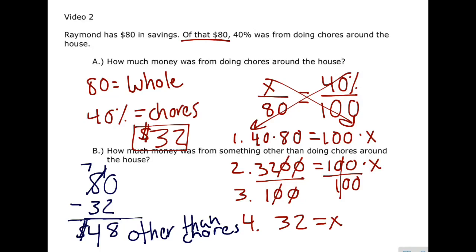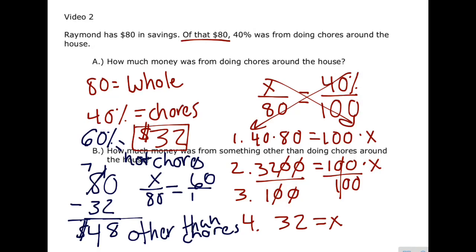If I didn't have $32 and I was trying to figure that out, if 40% was for chores, I know that 60% is for doing something other than chores. So I could have done the same thing with the percent proportion, x over 80 equals, but I would put 60 out of 100 instead of 40 out of 100 to figure out how much money was from something other than doing chores around the house. And if I solve that correctly, I should still get $48, which is what I got when I subtracted 32 from 80.